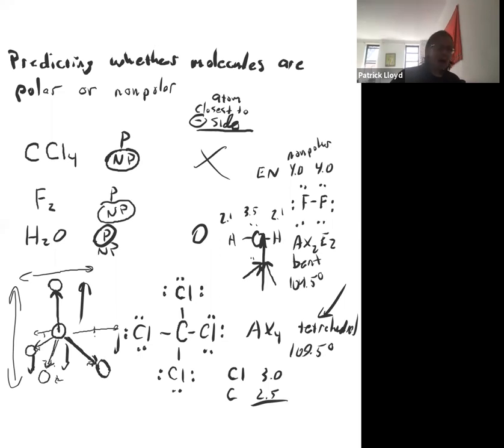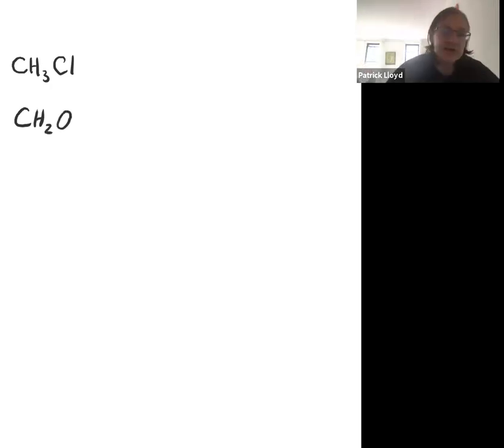Okay, so now this one's a little trickier. So I'm glad that we have this one. We have CH3Cl. That's a little trickier. And then we also have CH2O. This example also had F2, but we don't need to worry about that. We just did F2. Okay, so let's take a look at these two.